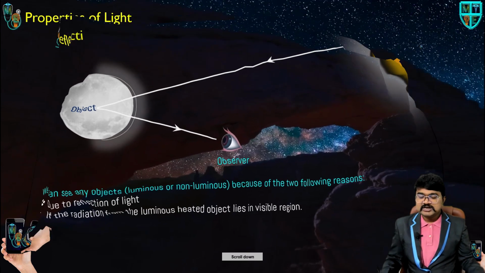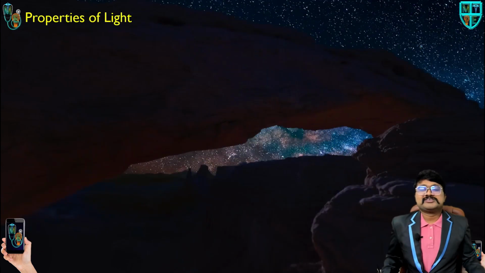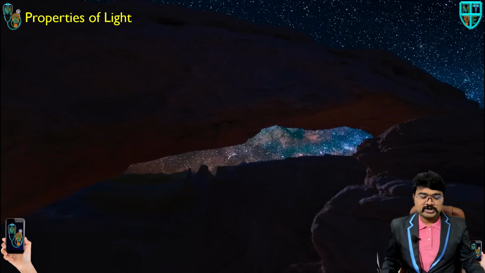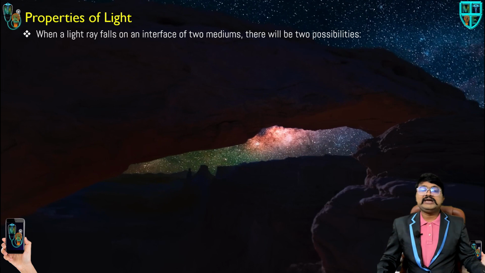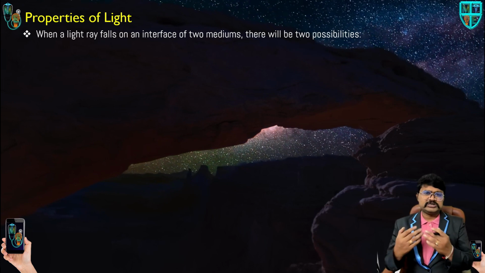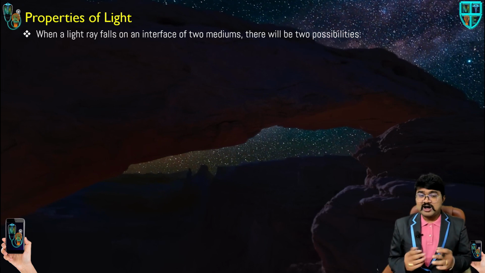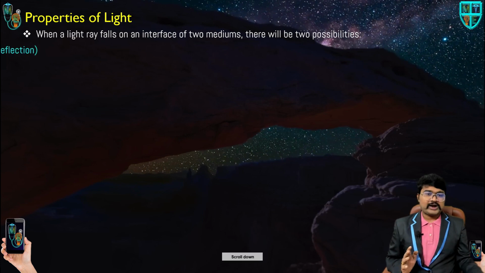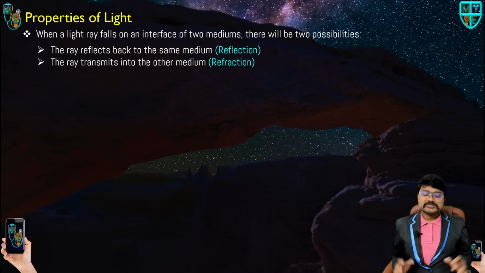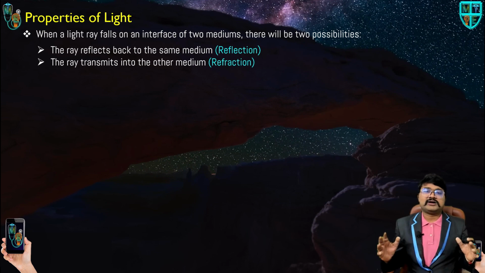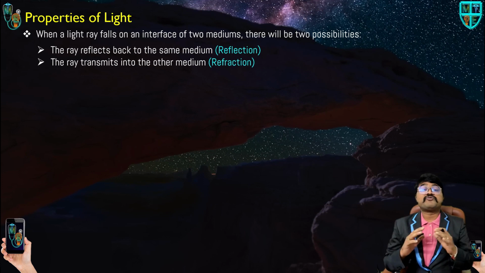We can discuss the properties of light. This is also one of the important topics here, properties of light. When the light ray is incident, we need to discuss reflection and refraction. What are reflection and refraction? We can discuss the clear-cut difference between reflection and refraction.